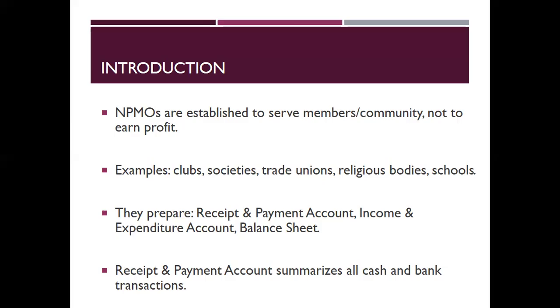In a situation whereby we have organizations that are not profit oriented, we have three accounts that are expected of us to prepare. The first one is our receipts and payment account. The second one is our income and expenditure account. And the last one is our balance sheet.